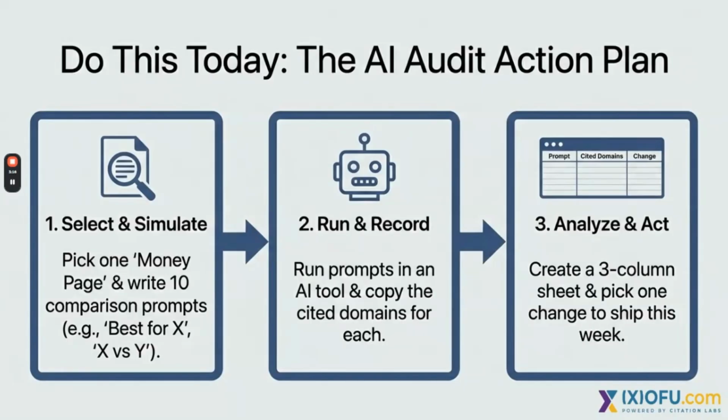Copy the cited domains from those responses into a spreadsheet with the prompts, and then go line by line analyzing that cited content. You want to determine why those pages are being cited and use that to propose changes to your own content on your own website. Ship some of those changes and then run the prompts again later to see if you picked up any new visibility from those changes that you made.